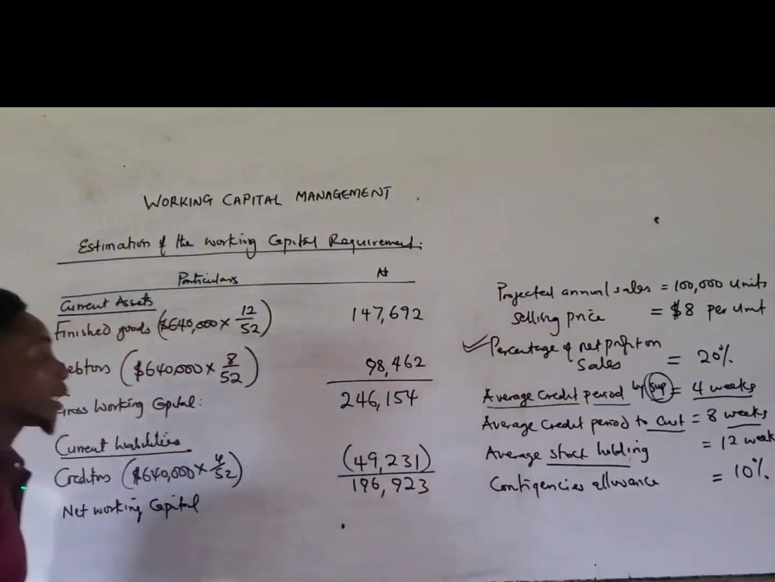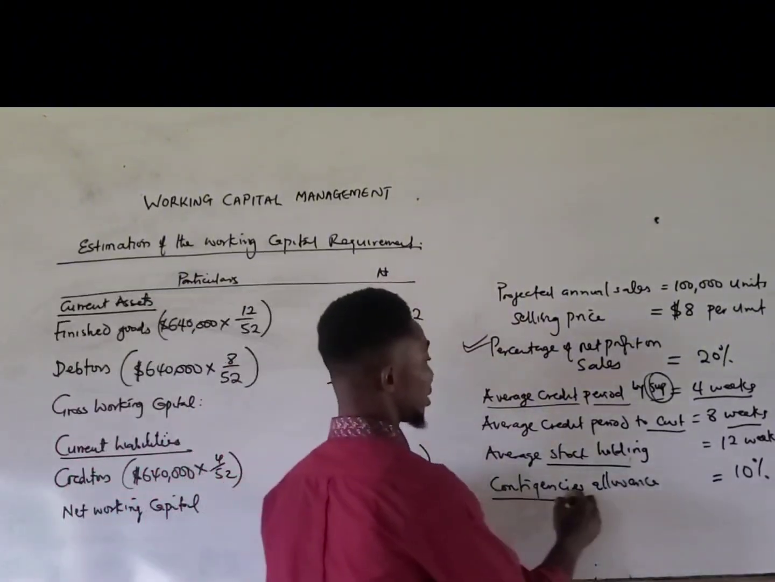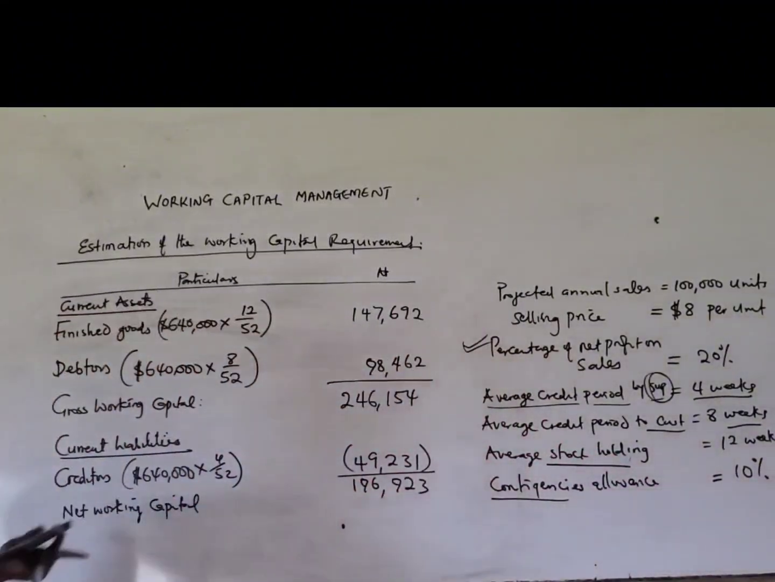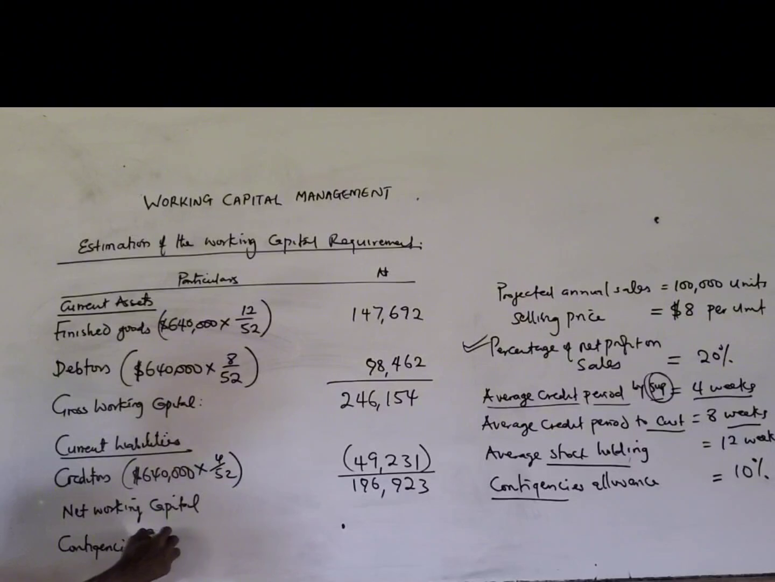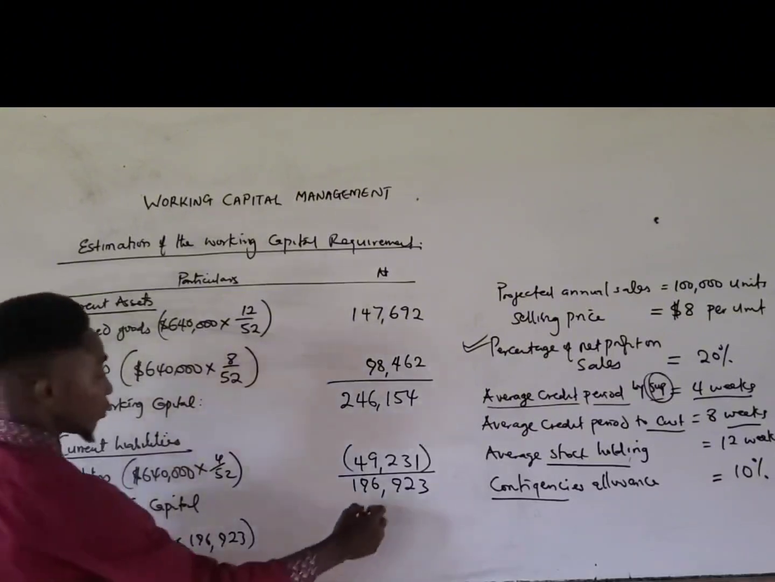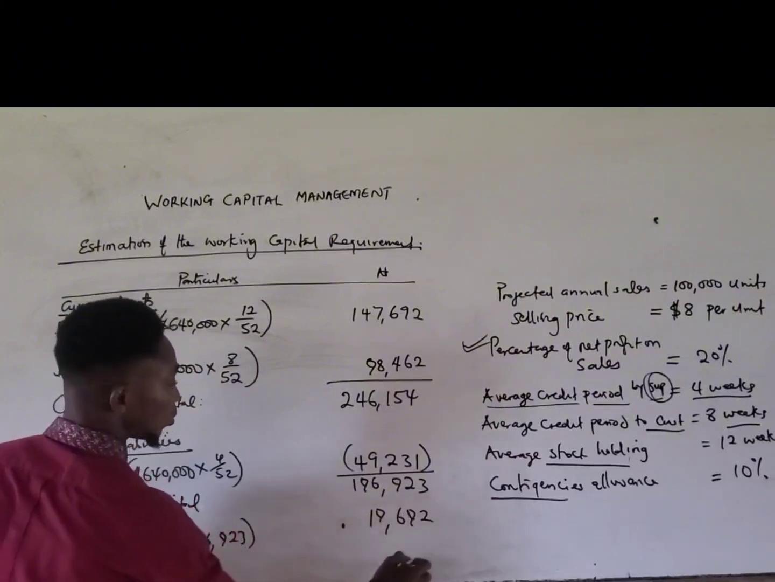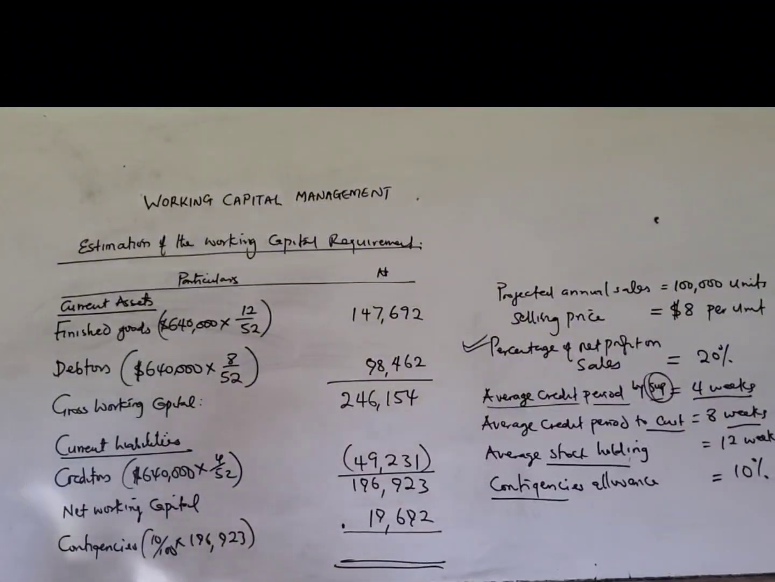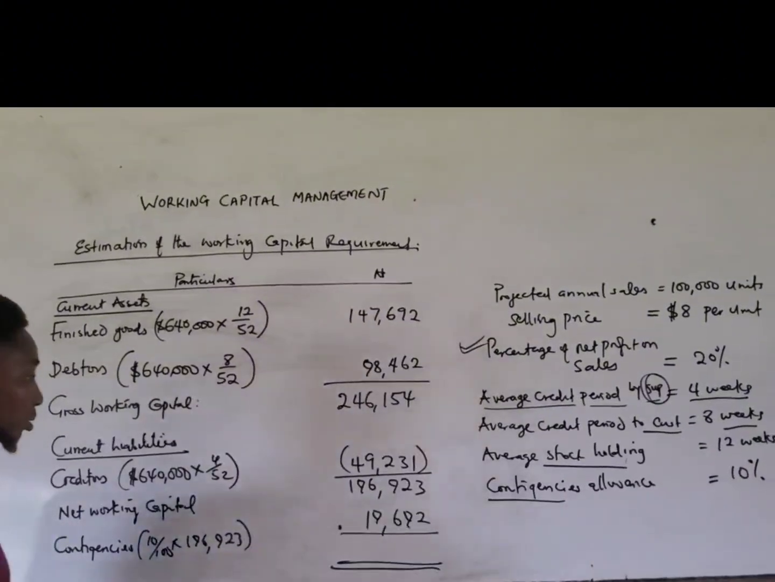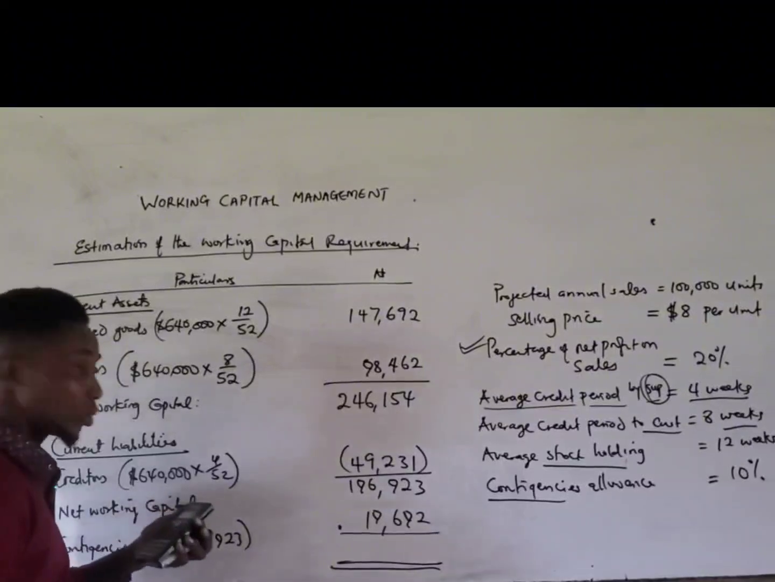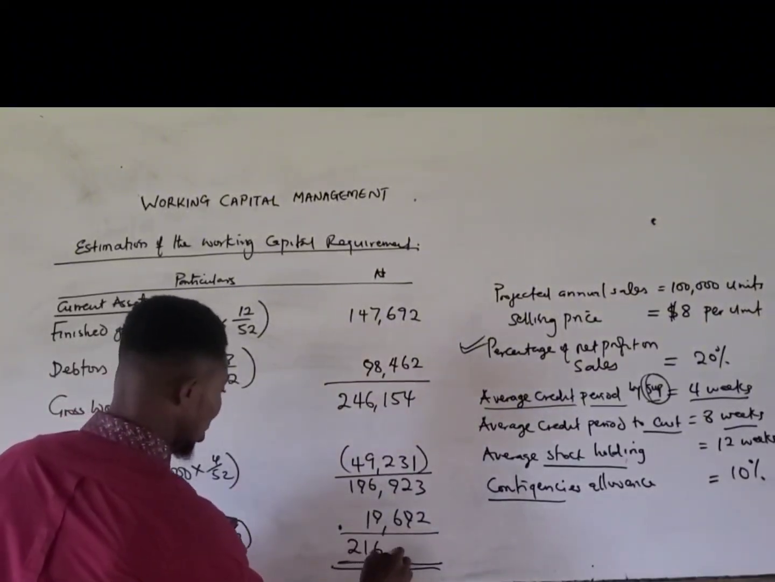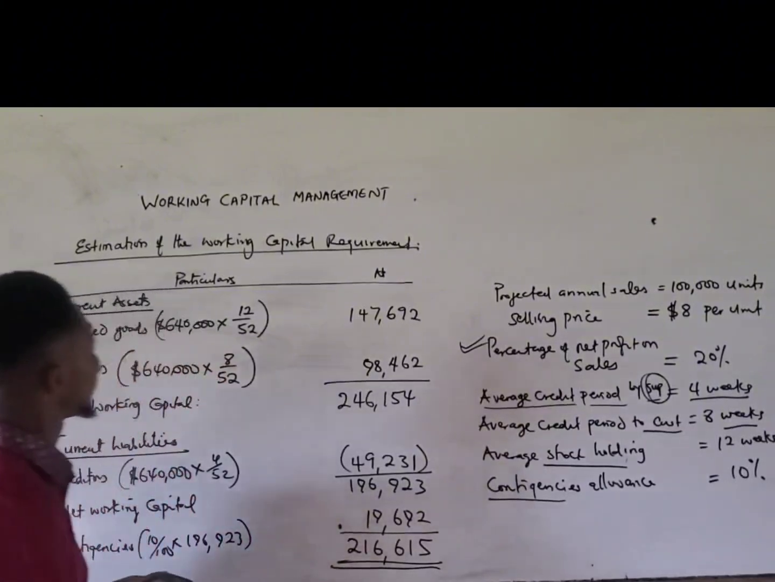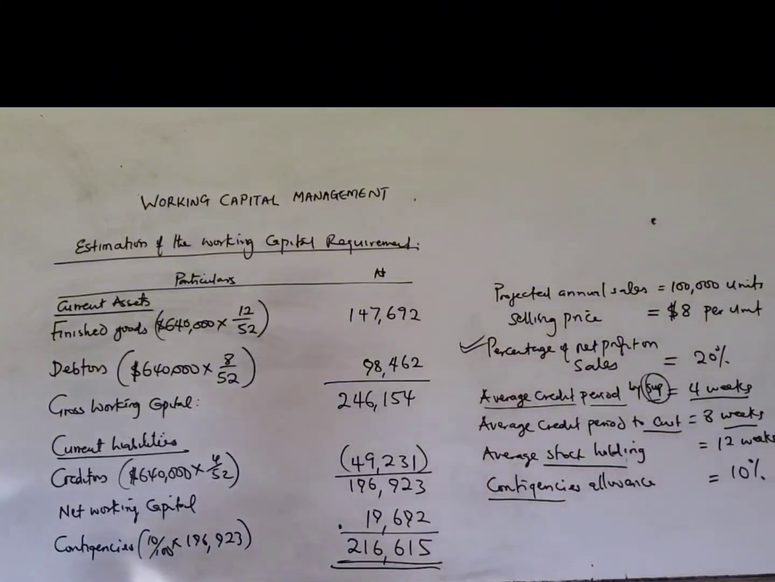And that is 196,923. Then if you look at the question, we are told to allow contingency of 10%. So you add that contingency of 10%. 10% of 196,923 will give us 19,692. Add together. So the total is 216,615. This is the estimation of the working capital requirements.